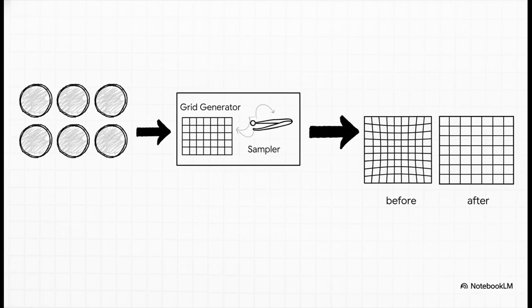Then, something called a sampler comes in. It uses that map to grab pixels from the original before image and build the brand new corrected after image, and boom, it's perfectly centered and scaled.